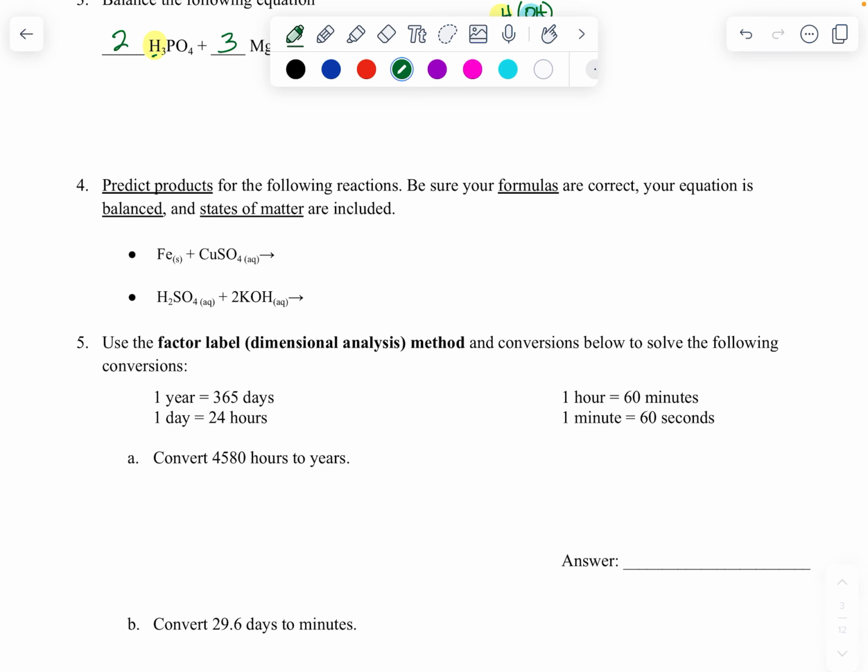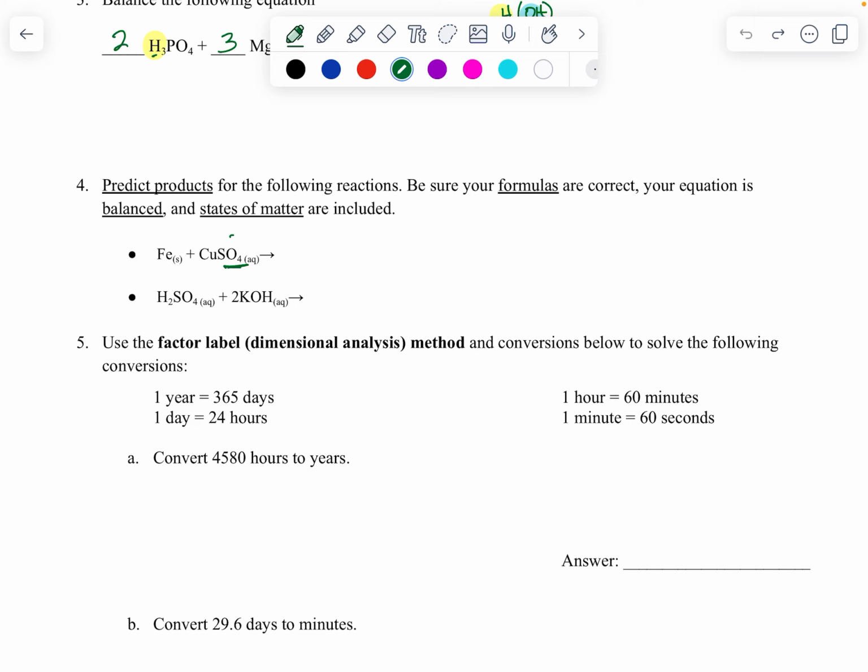Be sure your formulas are correct. And this one's weird because iron's a transition metal. You're like, well, what is it choosing, +2 or +3? Since we don't specify, let's go with the nicer one for this case because SO4 is a -2. We'll just say that this was a +2 iron ion.